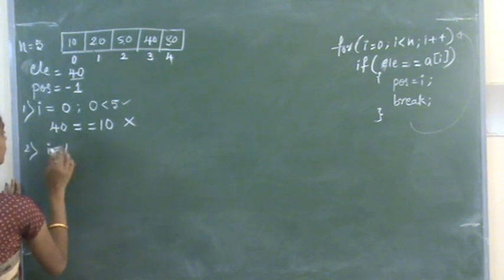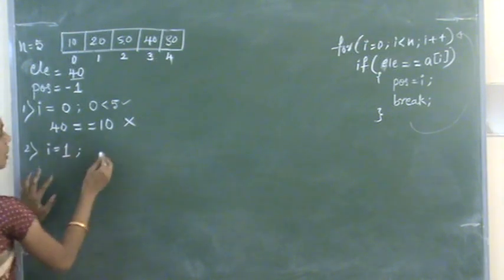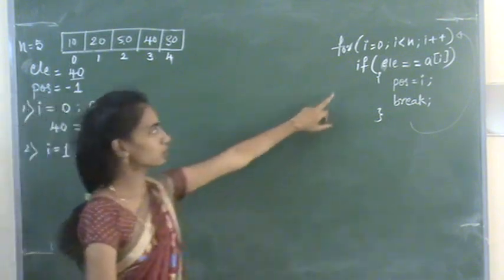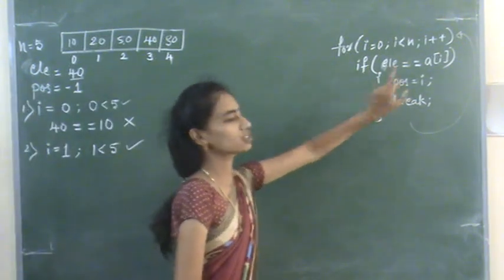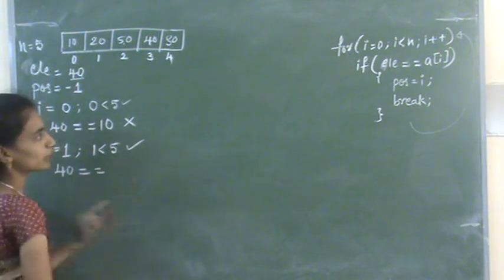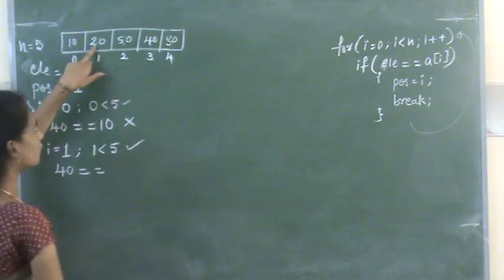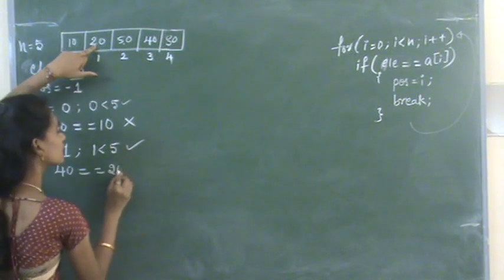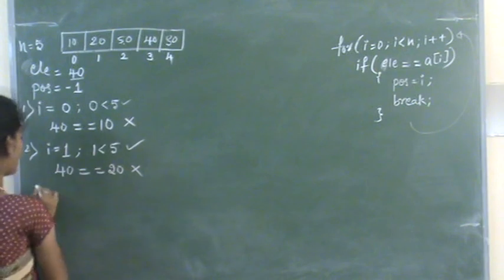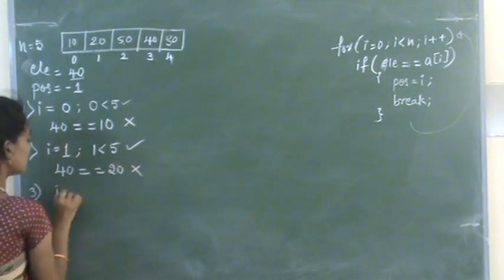Now I value becomes 1. Right. So now compare, 1 is less than 5. True. It will enter the if condition. Again check the condition. So 40 is equal to A of 1. A of 1 is 20. So 40 is equal to 20? No. Again it will go back to the for loop and increment the I value.